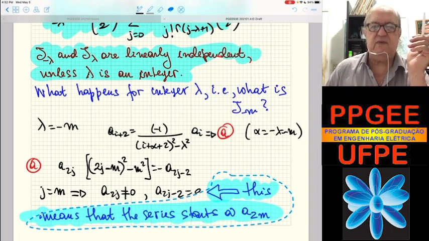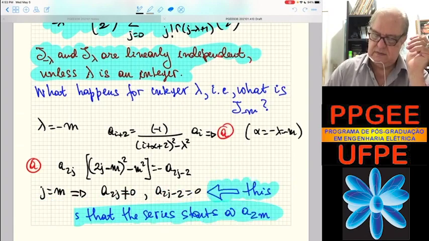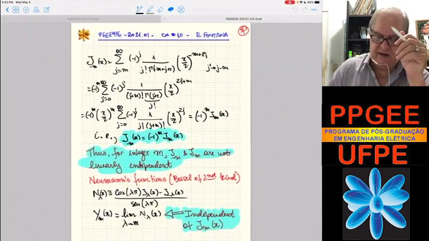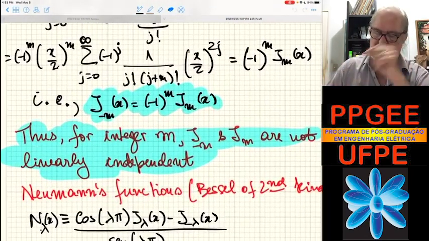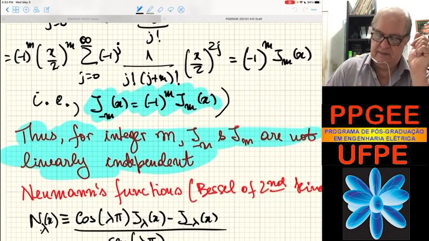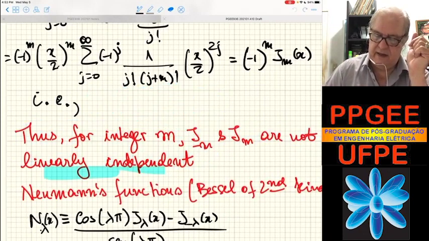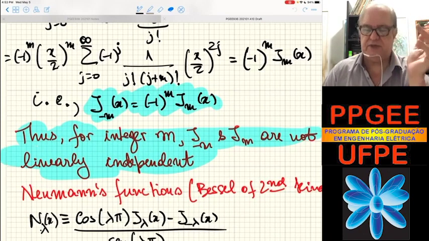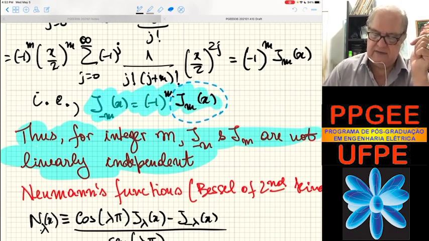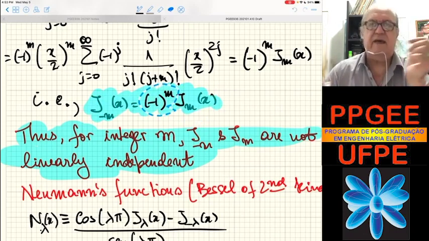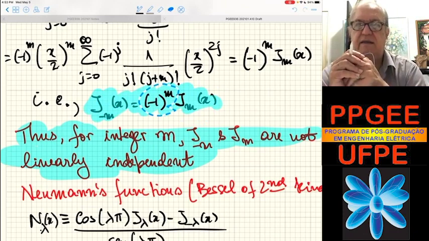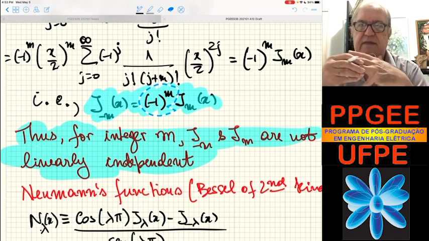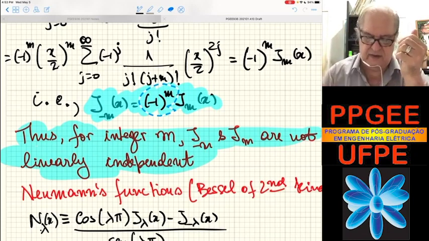In fact, when you do some algebra, you show that for integer index, J minus m is a copy, okay, just with a possible change in sign, depending on the index of Jm. Of course, right? M even is a copy: J minus m equals Jm. M odd is going to be minus Jm, but it's a copy anyway.